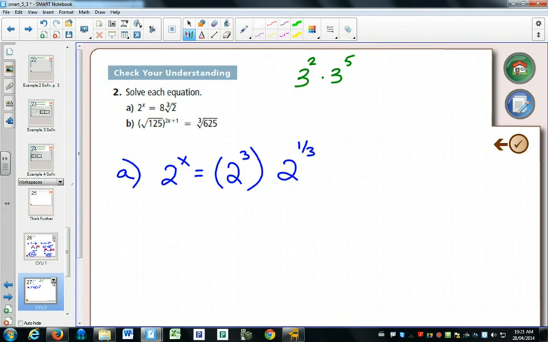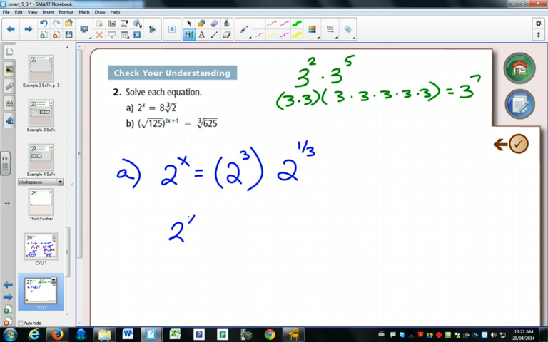Say, if I have 3 squared times 3 to the 5, and an exponent means repeated multiplication, well, 3 squared is 3 times 3, and 3 to the 5 is 3 times 3 times 3 times 3 times 3. How many 3's do I have in the end? I have 7 all multiplied together. So what was the rule when you're multiplying with the same base? Add the exponents. Same thing happens here.